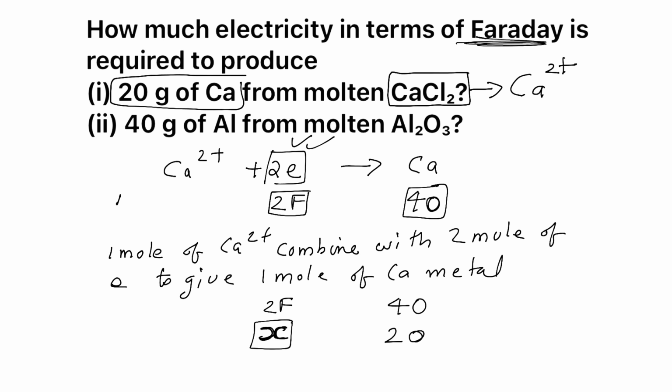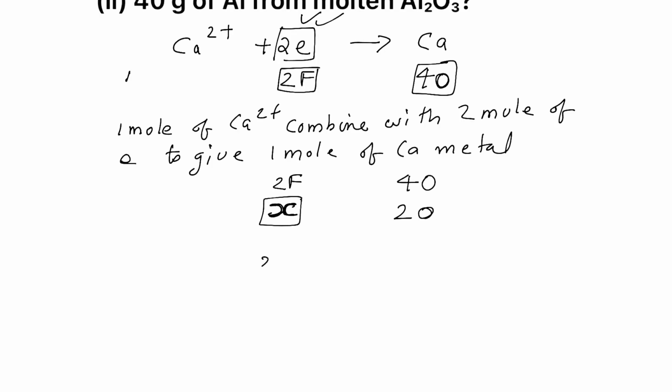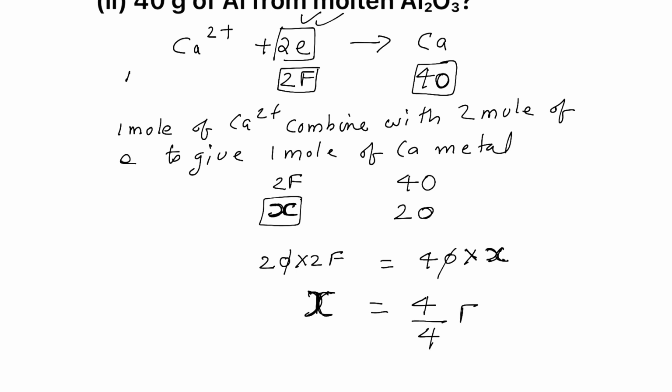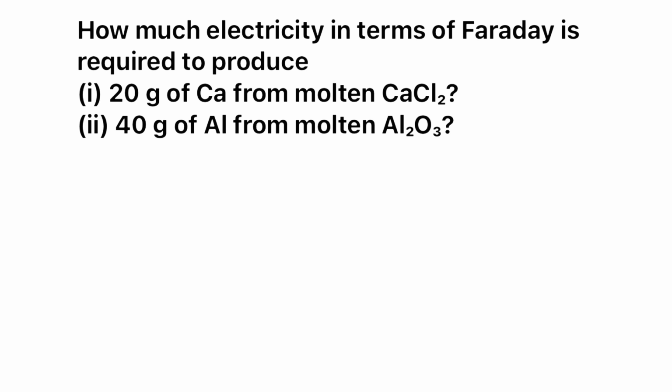Cross multiply and find x. So 20 into 2F is equal to 40 into x, correct? You have to find x. X is equal to, see, 0, 0 cut. So it will be 4 by 4 Faraday, so what is that? 1F. Clear, right? Now what is the second question?